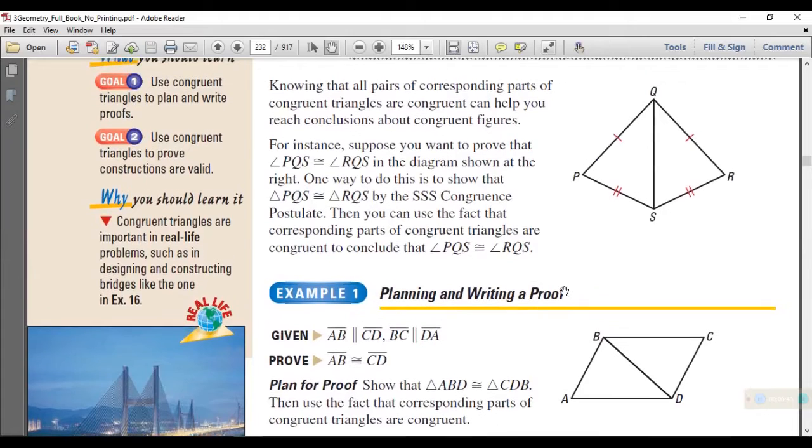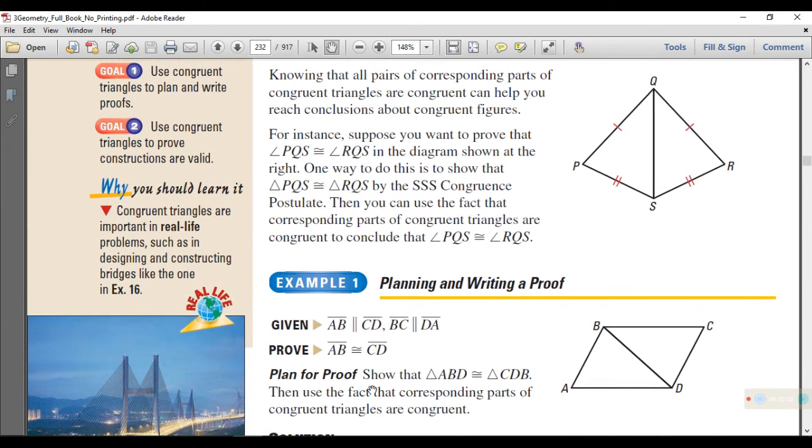Dito may nakasulat na kagad, may cheat sheet tayo for the proof. Given that segment AB is parallel to segment CD and segment BC is parallel to segment DA, you have to prove that segment AB is congruent to segment CD. So, hindi na tayo magpuprove ng triangle. But we are going to make use of the idea of congruent triangles to prove that these two sides are congruent. Okay?